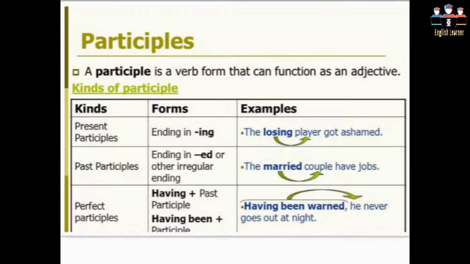The third type is the perfect participle. Perfect participles are formed by adding having plus past participle, or having been plus participle. Let's see the example: Having been warned, he never goes out at night. In this example, having been warned is acting like an adjective as it is enhancing the meaning of the noun phrase.